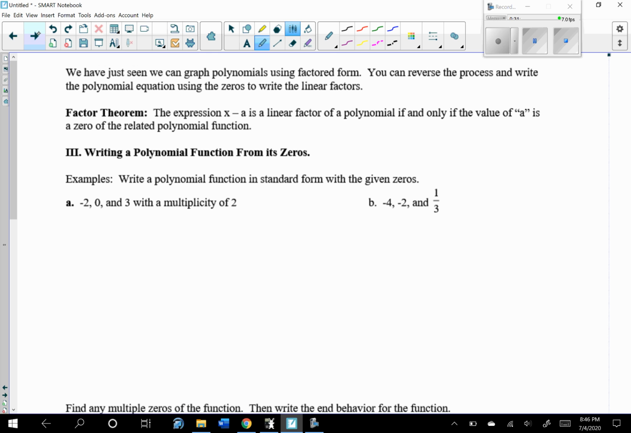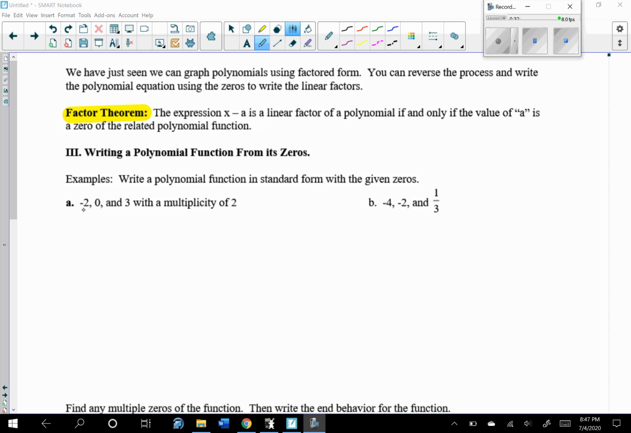So we've just seen how we can graph polynomials using factored form. You can reverse the process and write the polynomial equation using the zeros to write the linear factors. So we have the factor theorem, which states that the expression x minus a is a linear factor of the polynomial if and only if the value of a is a zero of the related polynomial function. So we're going to write a polynomial function from its zeros. Each of these says write a polynomial function in standard form with the given zeros.